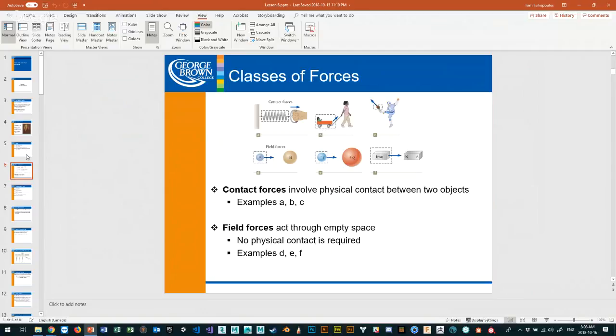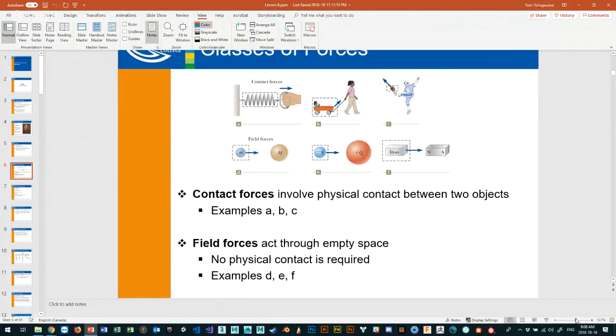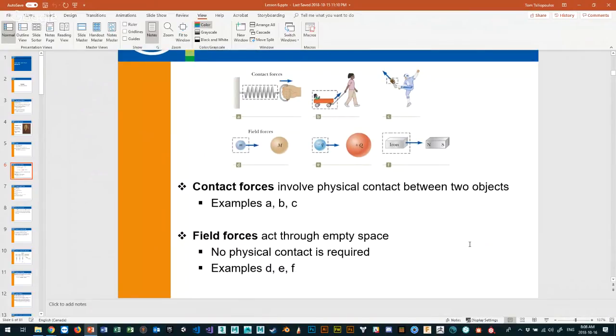So here are some examples. You can have contact forces, lots of different kinds of forces. For people who've never done this before, this is for those people. For people who've done physics before, this will be a review, but this is what it is. You have contact forces, you have field forces.